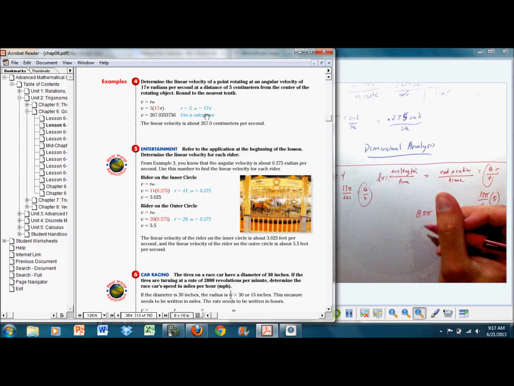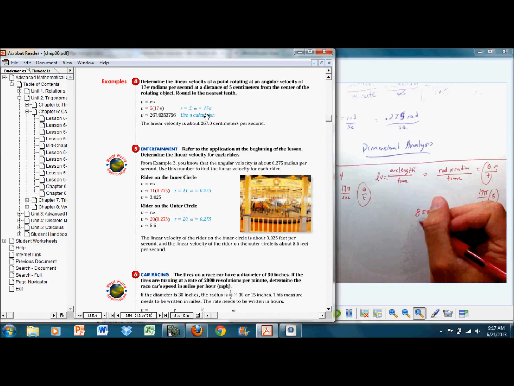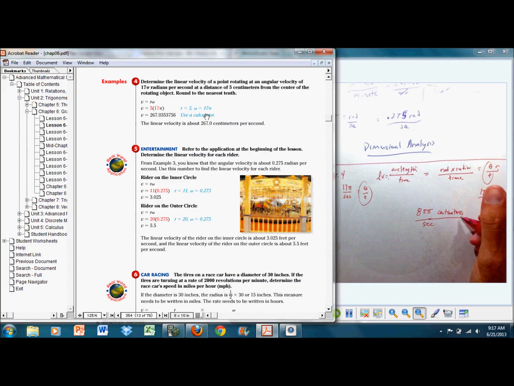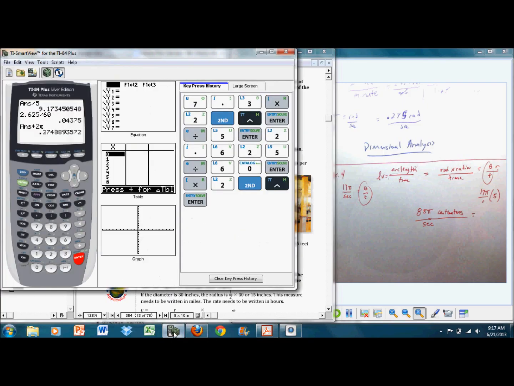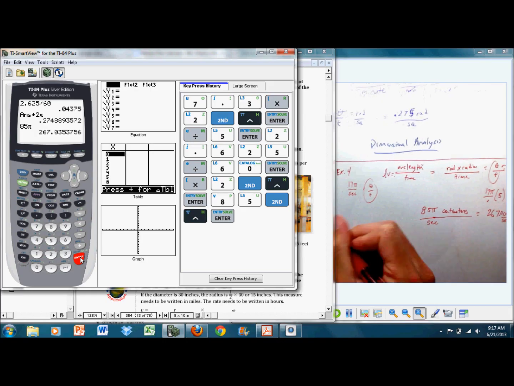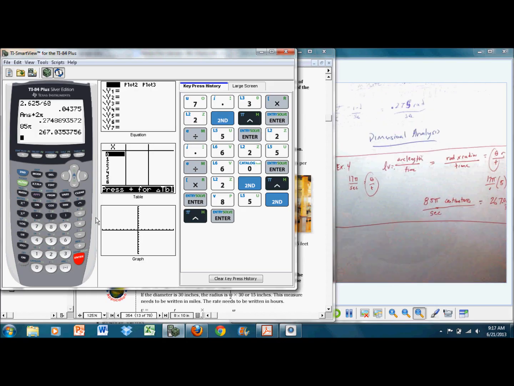So 85 pi per second, so 85 pi centimeters per second. And they told us in the problem to round it to the nearest tenth, so we have to do that. Let's go to our calculator and multiply 85 times pi. 85 times pi is 267, or about 267.0 centimeters per second. There we go. That's example 4.